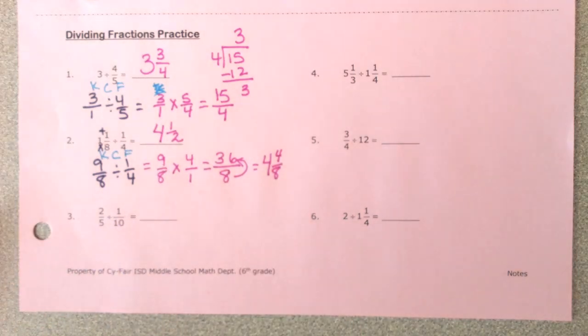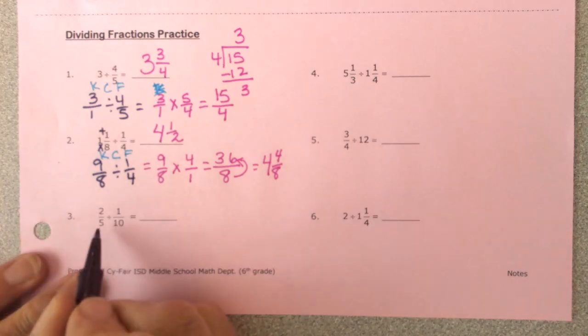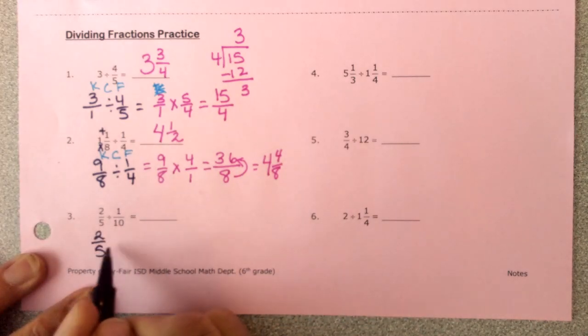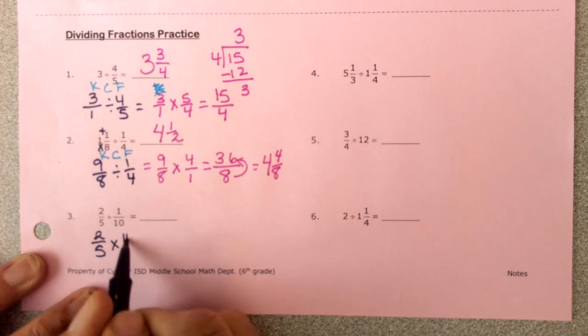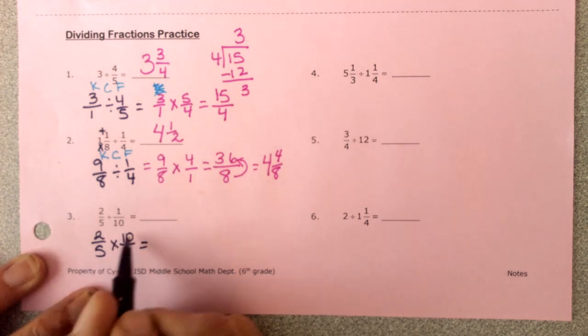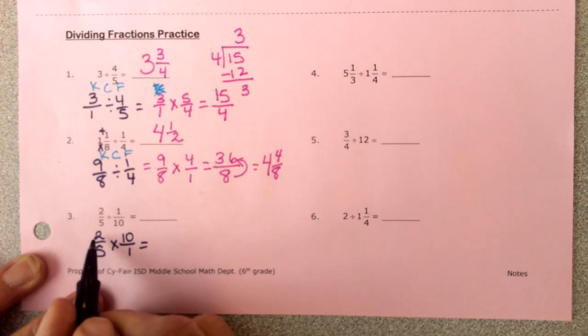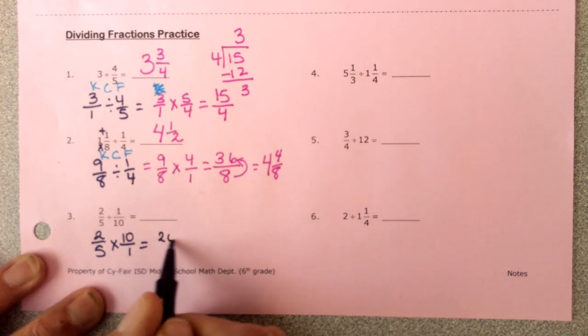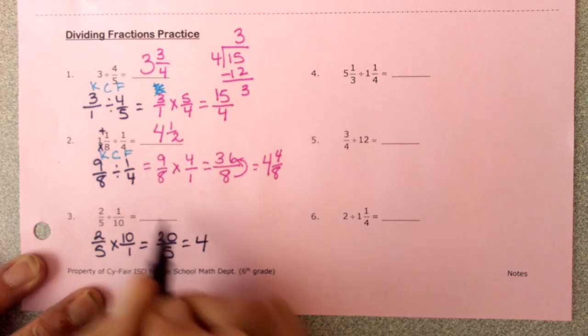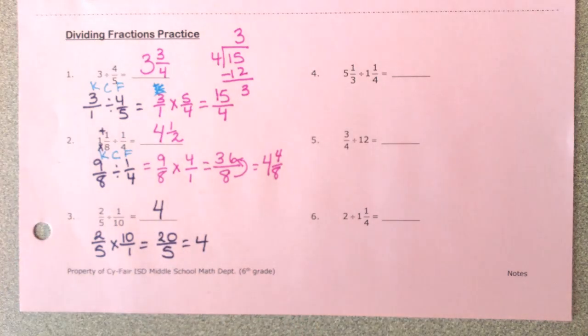All right, last example I'll give before I let you get started. Keep, change, flip. Oh, I don't have to do anything. Okay, 2/5 times flip, 10 over 1. I can cross-reduce my 10 and 5, but if I don't, I'll get 20 divided by 5, and 20 divided by 5 is just 4. So my final answer is 4.